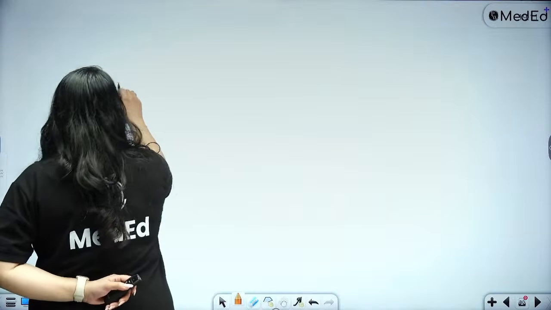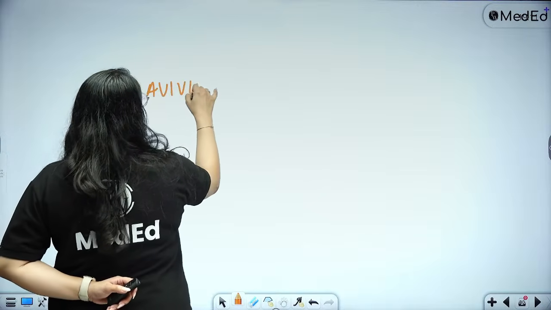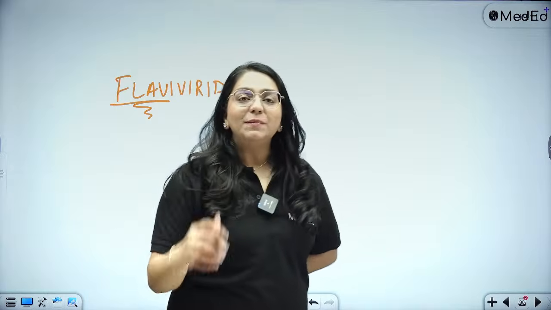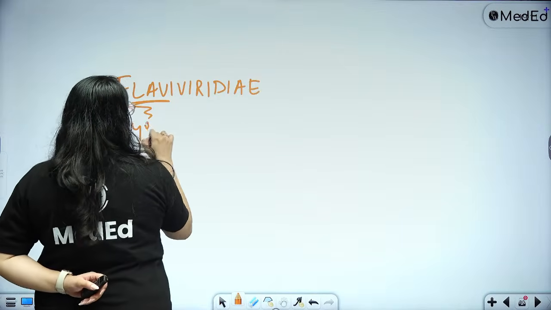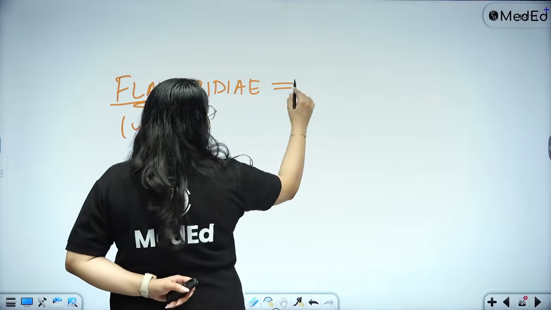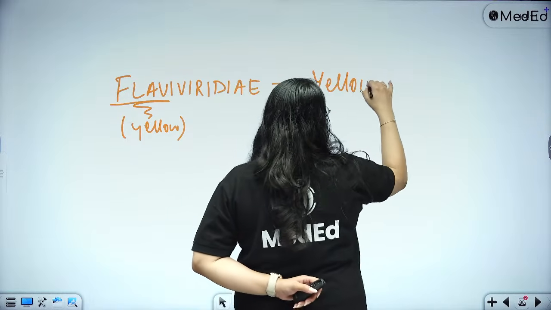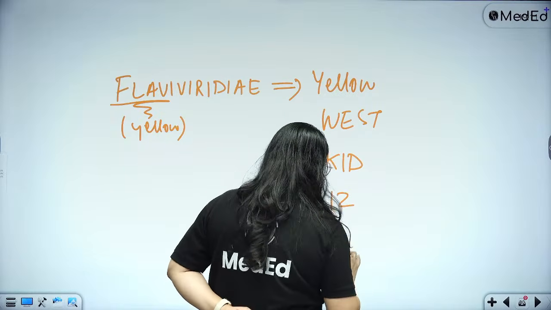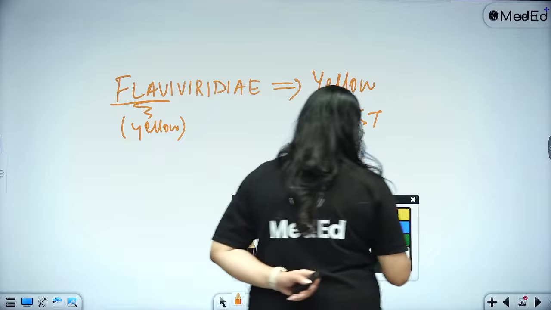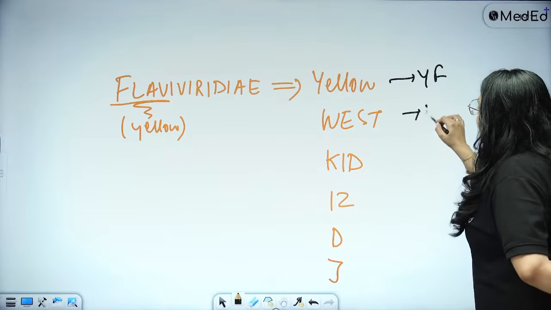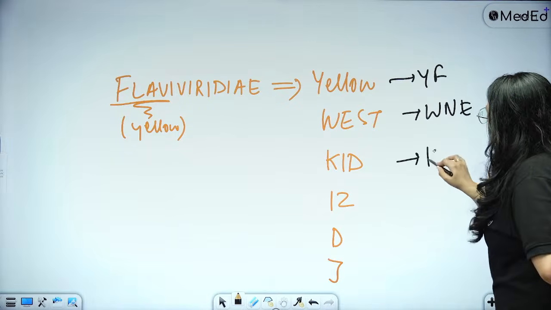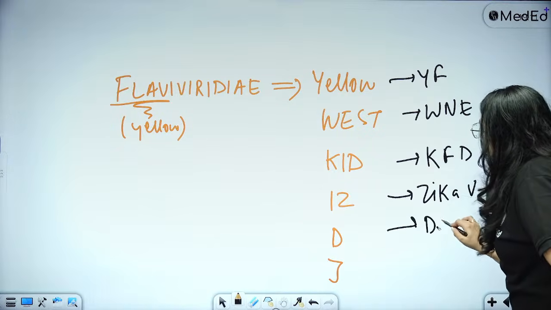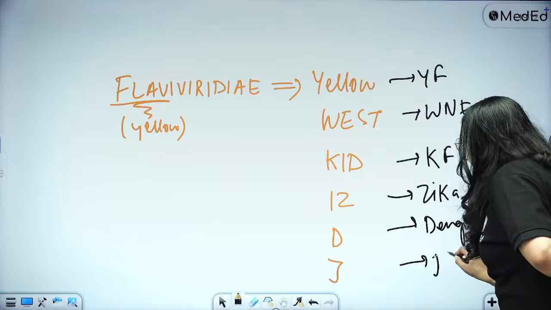If you have to talk about flaviviruses, Flaviviridae, then I always tell you to remember the flavorful lemon. Lemon is yellow. Flavi means yellow. So these are the yellow fever group of viruses. So what is your mnemonic? Yellow West Kid is DJ. So you have yellow fever, West Nile encephalitis virus, Kyasanur forest disease, Zika virus, dengue and Japanese encephalitis.